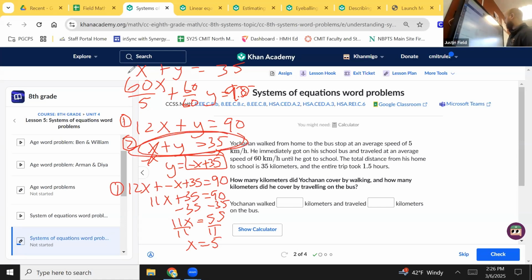So if x is 5, that means 5 plus y equals 35, which means y equals 30. So he drove 30 miles and he walked 5 miles.